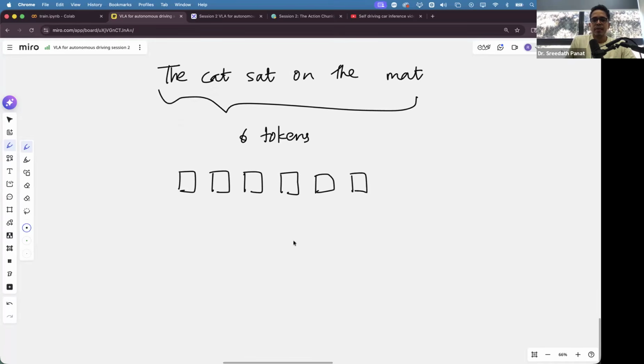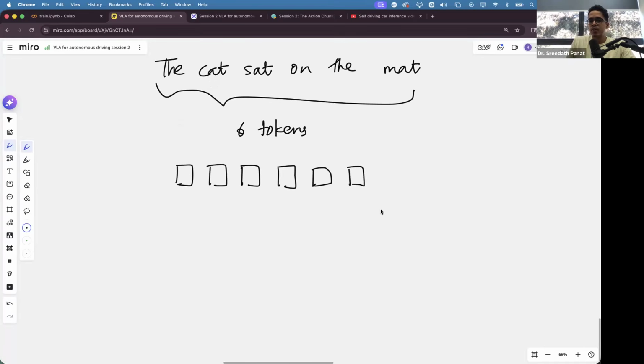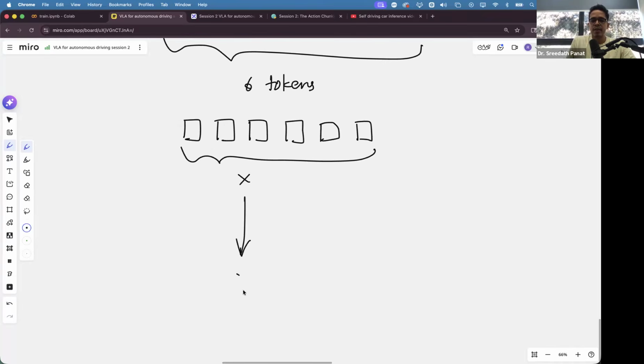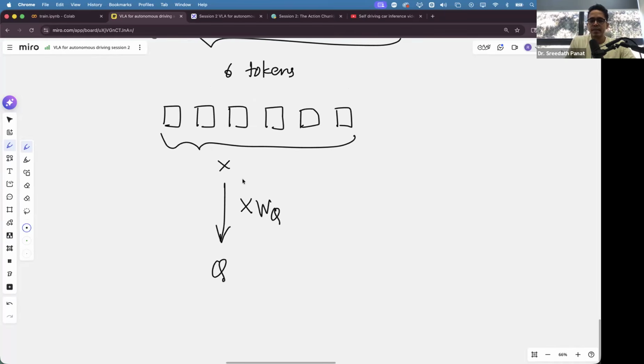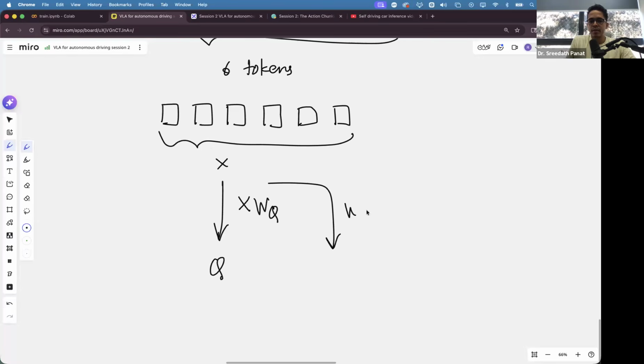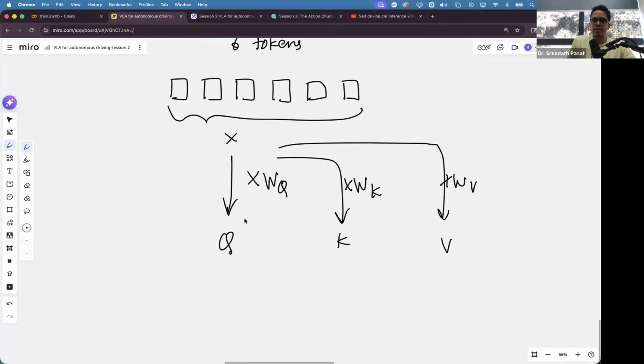Now, when we convert these tokens into the query, key, value space, let's say these are called X. How do you convert X into query? You multiply it with the query weight matrix. So X multiplied by WQ, or depending on the dimension, WQ multiplied by X, will result in query. Similarly, the same X you can multiply with the weight matrix for key, WK multiplied by X is key, and WV multiplied by X is value. So now you have query, key, and value vectors.